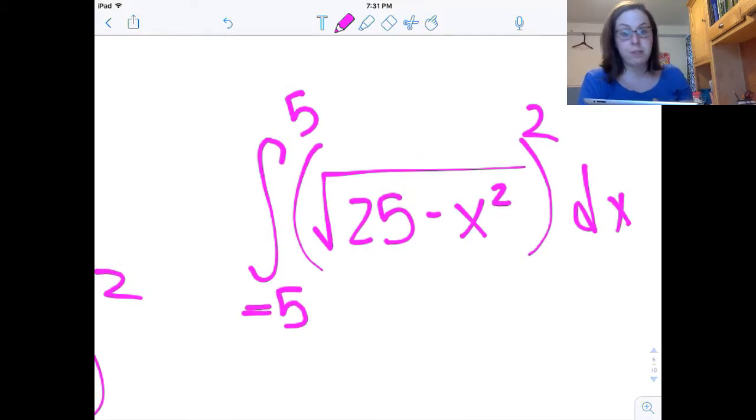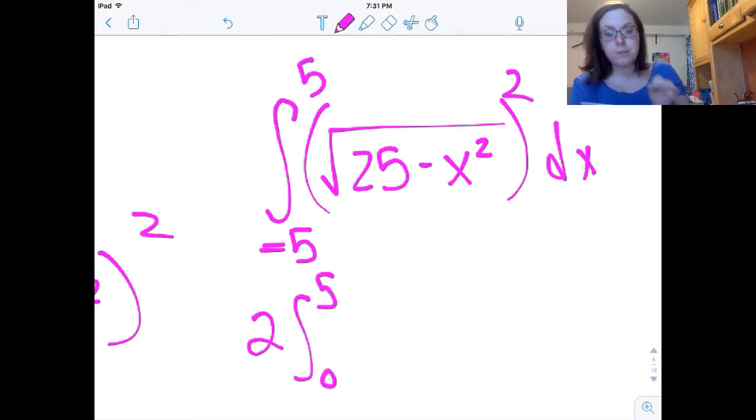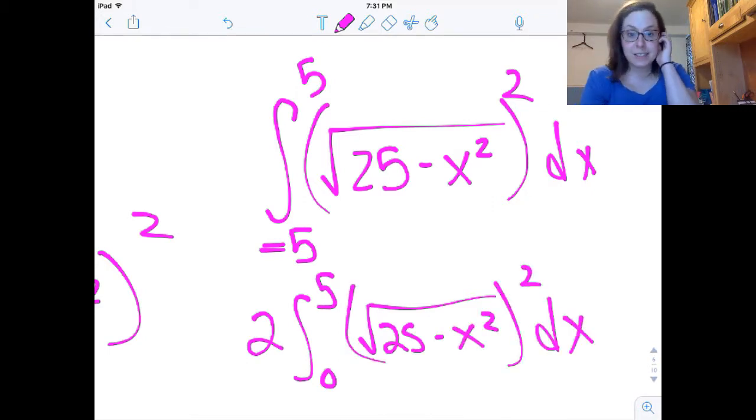Now, they could get mean again. In a multiple choice, they could say something like this: 2 times the integral from 0 to 5 of the square root of 25 minus x squared dx. So look for that symmetry. If you see something that's symmetric, look for that symmetry.